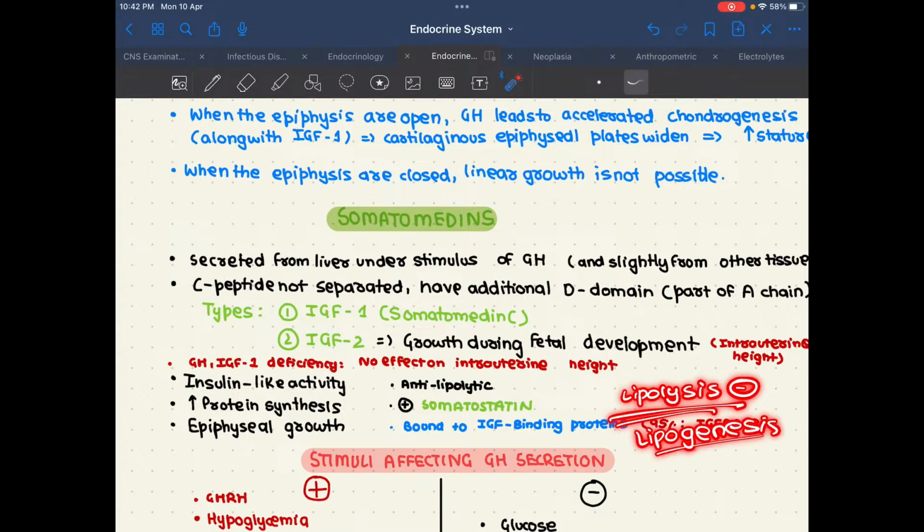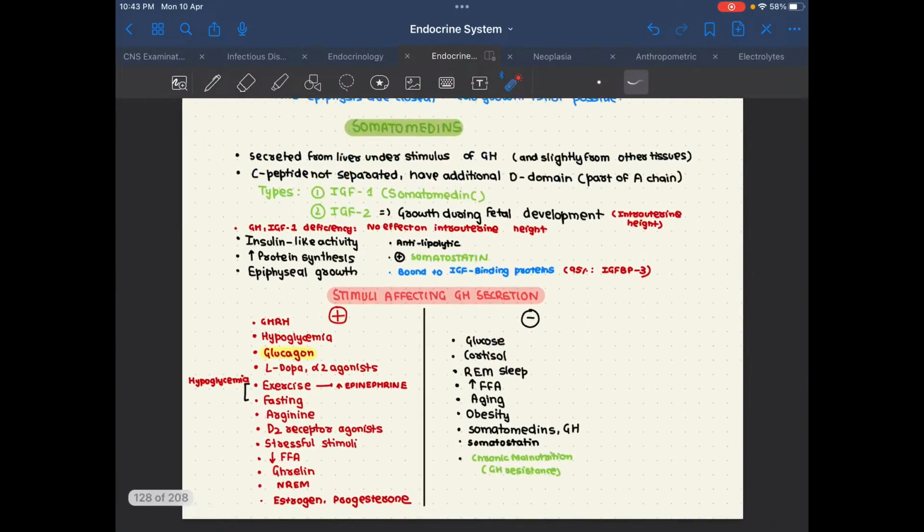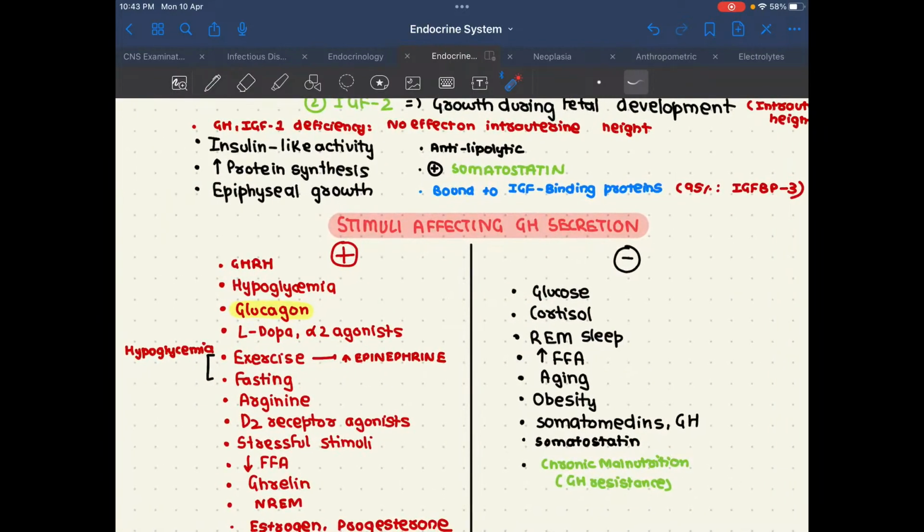As well as it's going to increase the amount of glucose uptake in the muscles and the adipose, just like insulin. तो anti-diabetogenic हम कह सकते हैं, opposite, ठीक है? As well as it's going to increase protein synthesis and epiphyseal growth, ठीक है? So again, another table. What are the different stimuluses which lead to growth hormone secretion?